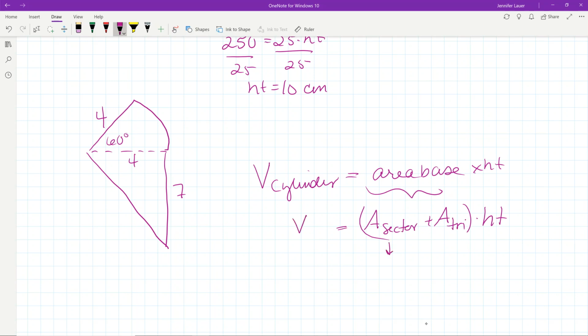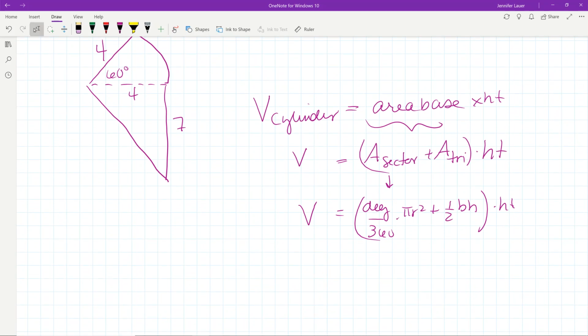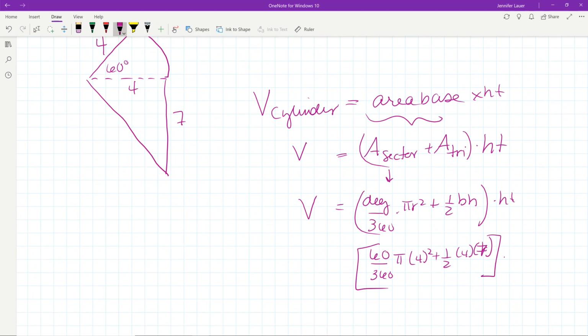So the area of a sector is our degrees over 360 times pi r squared, plus the area of a triangle, times height. So now we're going to just fill in our numbers as they're given. So the degree is 60, and the radius of my sector is 4. My base is 4, and my height is 7. Now we're going to go back to the problem, and it says the height of the cylinder is 8 meters.